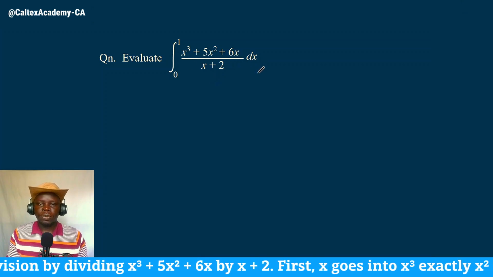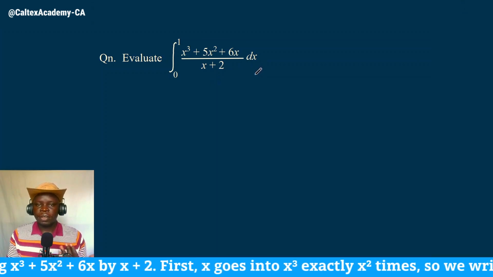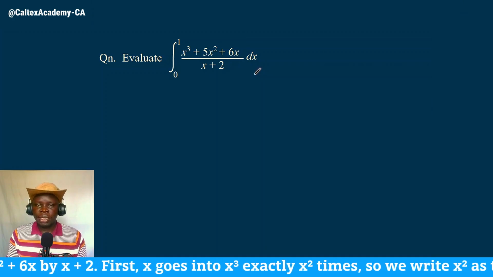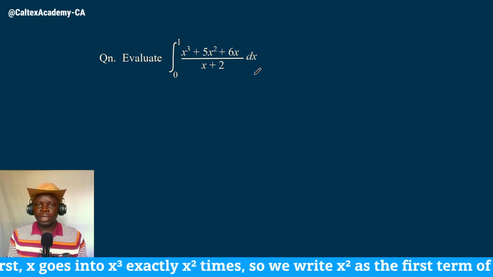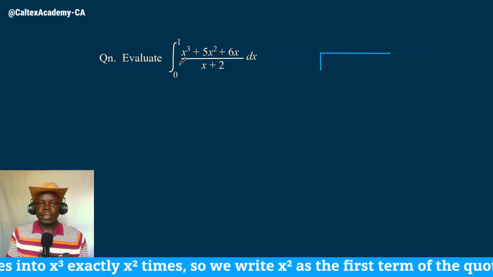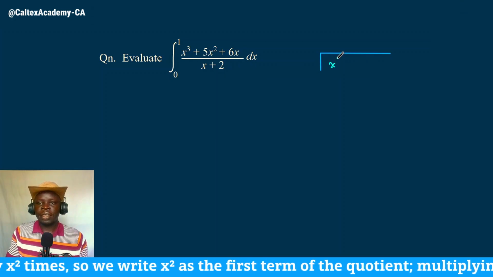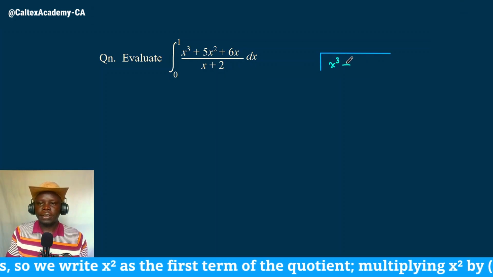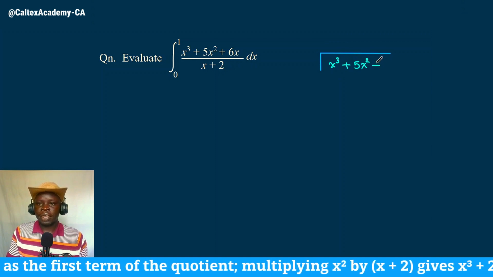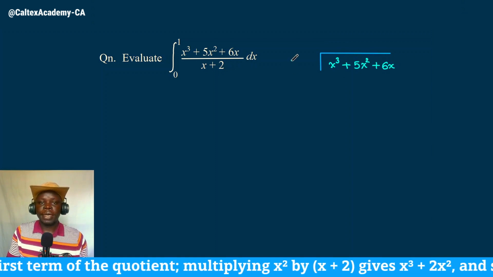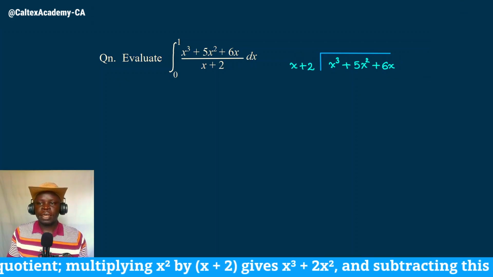Now, the first thing we have to do is use long division to find the result of dividing. Sometimes you get a remainder, sometimes you don't. So let's take a look at this question to see what we would get. Firstly, let's write the question here: the numerator is x cubed plus 5x squared plus 6x, and we're dividing this by x plus 2. Now we can start dividing.